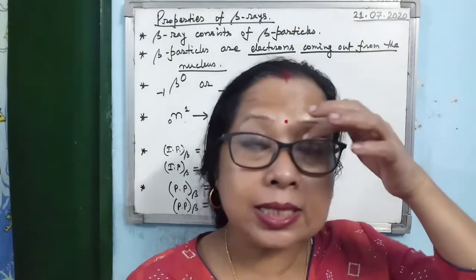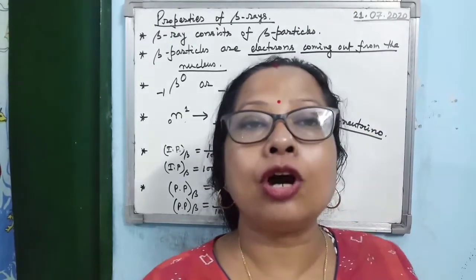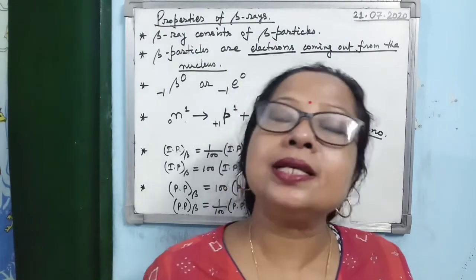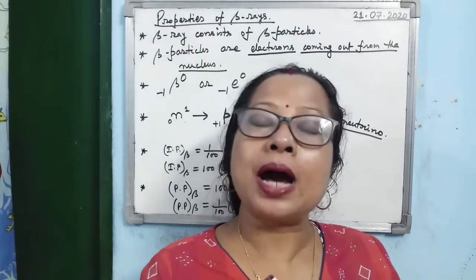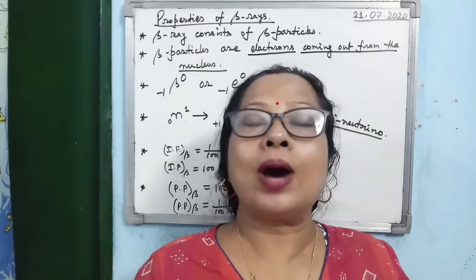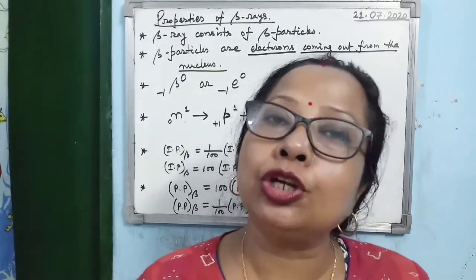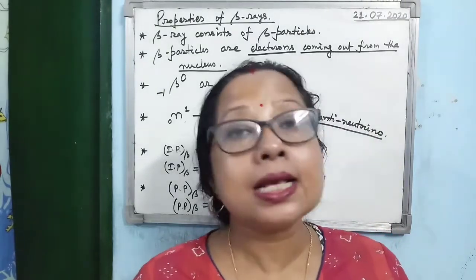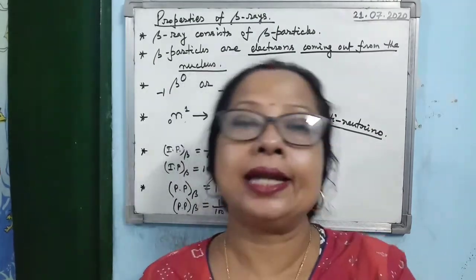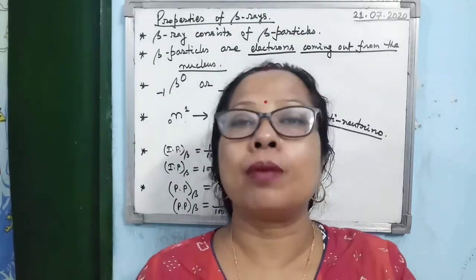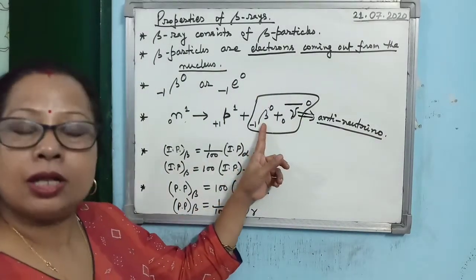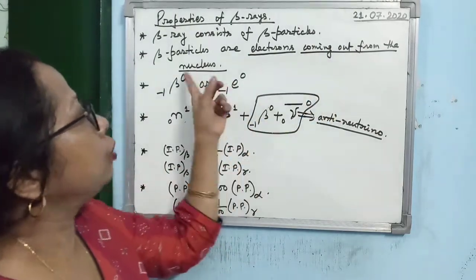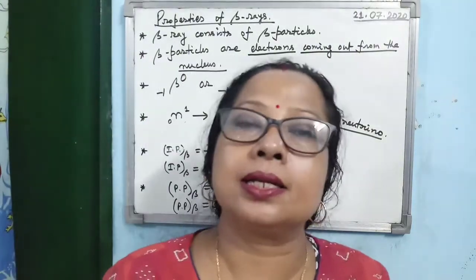I repeat, what is happening? Before the emission of beta particle, beta ray, inside the nucleus there will be a change. What is the change? From a neutron, 1 proton, 1 beta particle and 1 anti-neutrino will be produced. Then the proton will stay back within the nucleus, and the beta particle along with anti-neutrino will come out from the nucleus. This is the electron, the beta particle. So this is the way beta particles come out from the nucleus.